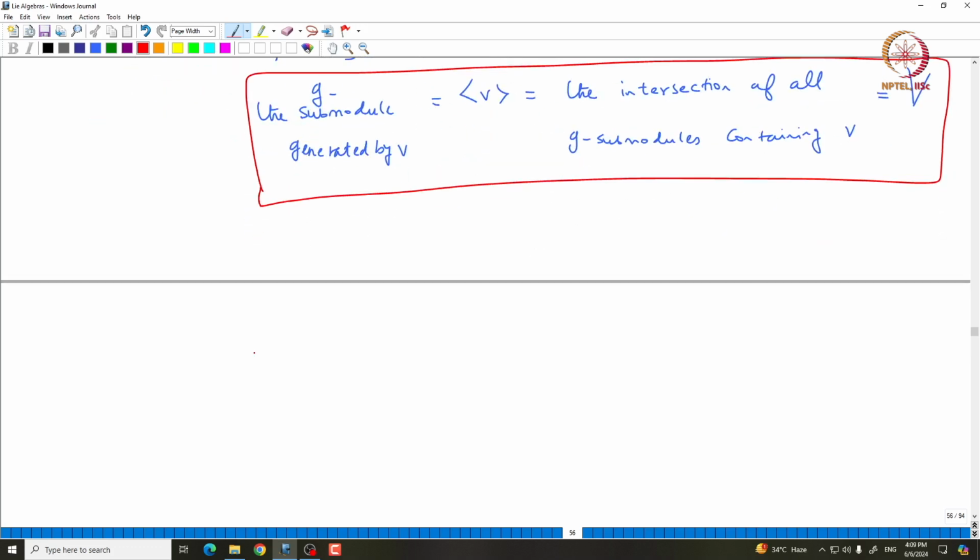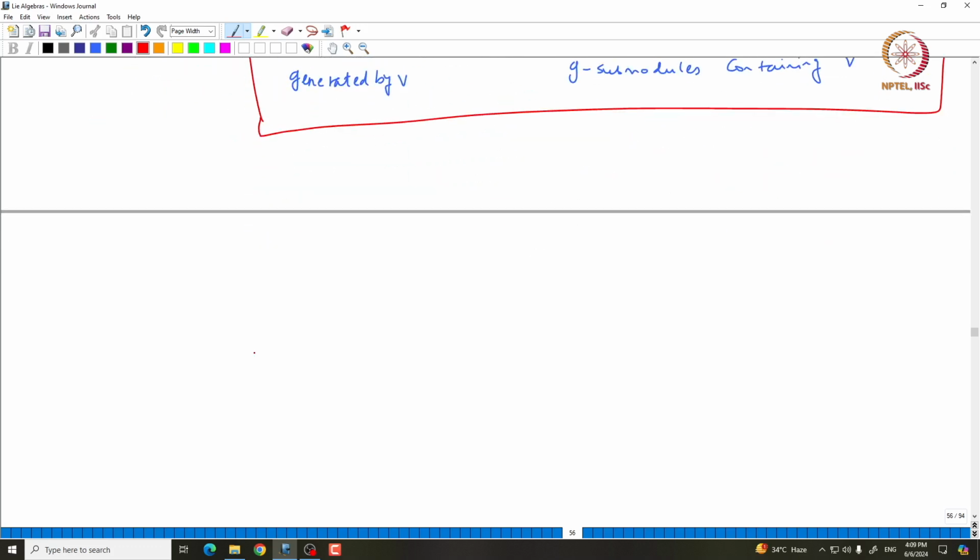Okay, similar to this, we can also talk about a submodule generated by any subset. So, let us define that. Let V be a G module, and we can take any subset S of V. This is just a subset. Then we can define what is called the submodule generated by the subset capital S. Usually we denote it by this notation.